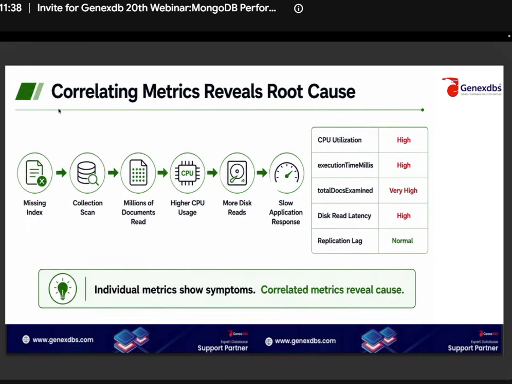So the same approach will be used for any replication lag. Like that, we have to correlate the metrics to find out the real root cause. So this illustrates an important principle: individual metrics show the symptoms, but correlating the metrics reveals the real root cause.